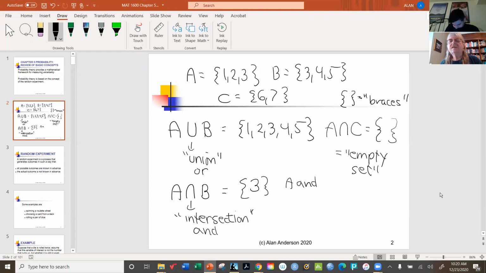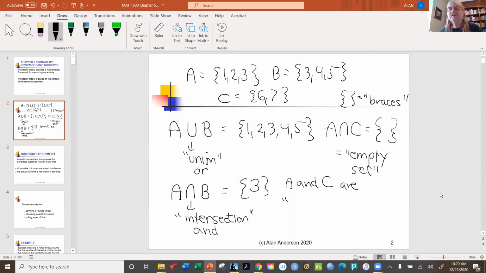A and C are, okay, mutually exclusive. That means two sets that have nothing in common. Like, for example, the red cards in a deck and the black cards in a deck. There can't be any cards that are both red and black. So therefore, those two sets are considered to be mutually exclusive.